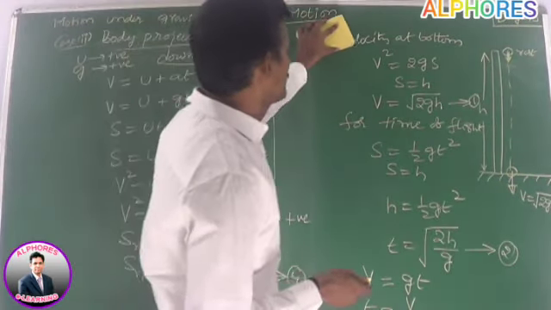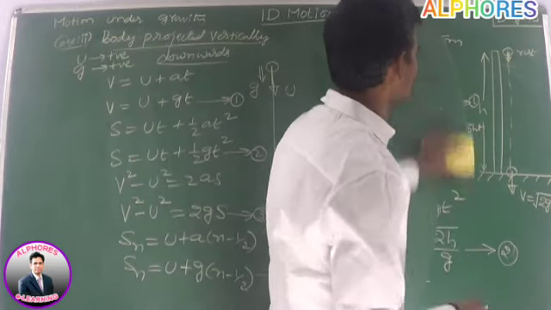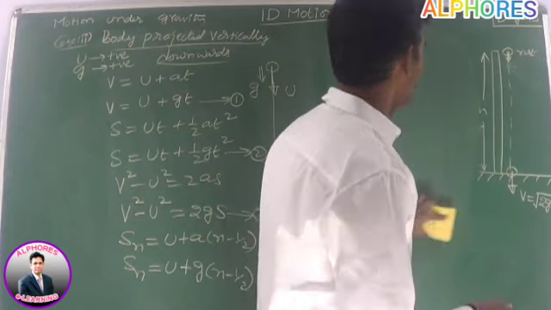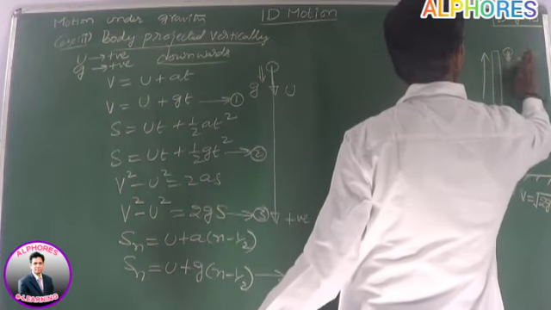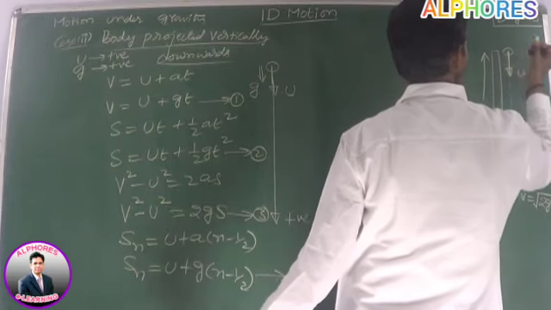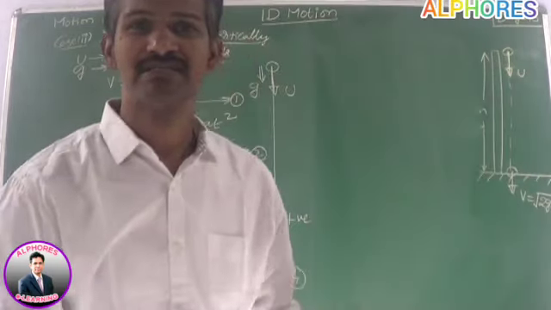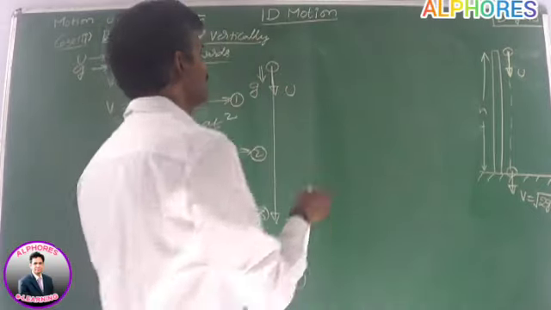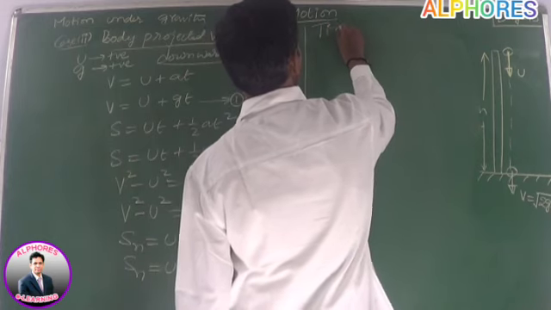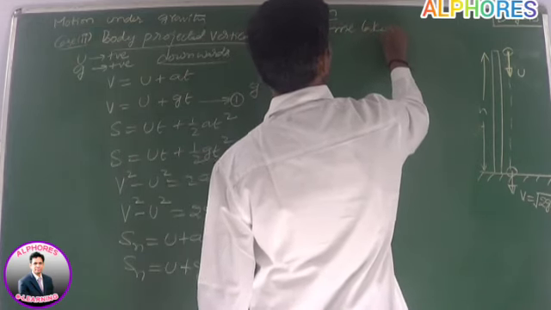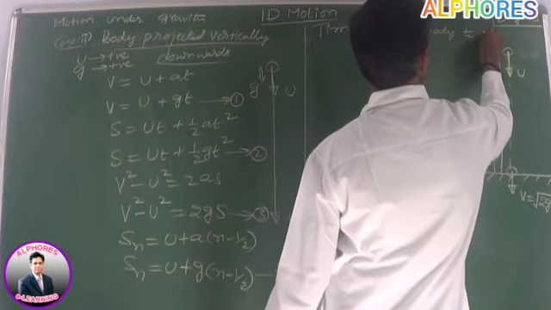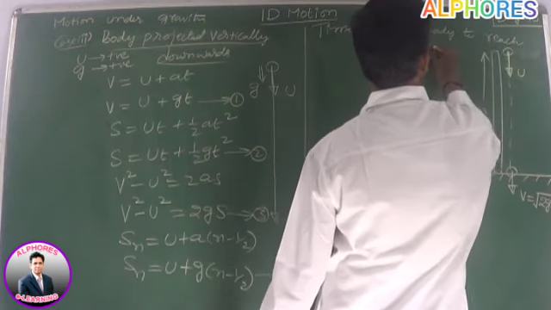Okay, suppose I consider the previous case, a tower of height h. A body is projected vertically downwards with some initial velocity u. What is the time of flight? Time of flight is the time taken by the body to reach the ground.